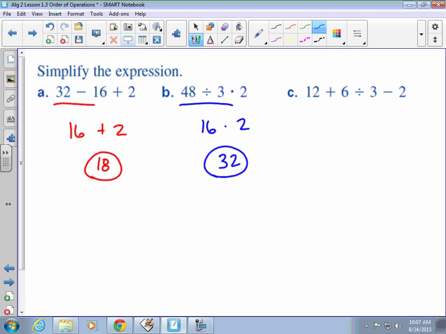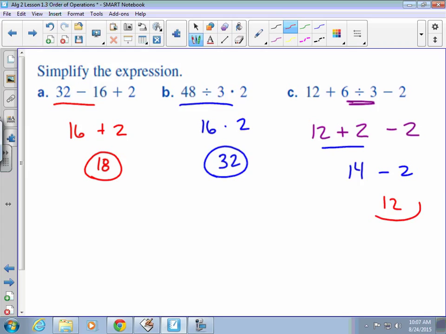And then this one's a little bit easier for most people because you know you have to skip over addition to do division. That's a different priority step. 6 divided by 3 is 2. 12 plus 2 minus 2. Then 12 plus 2 is 14 minus 2. And 14 minus 2 is 12.